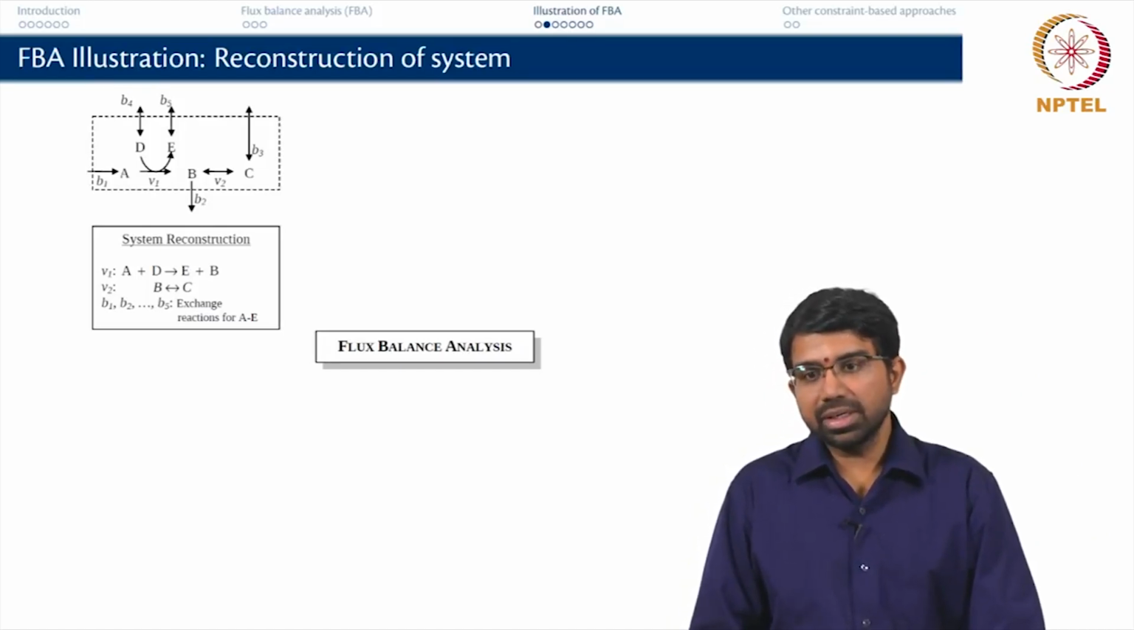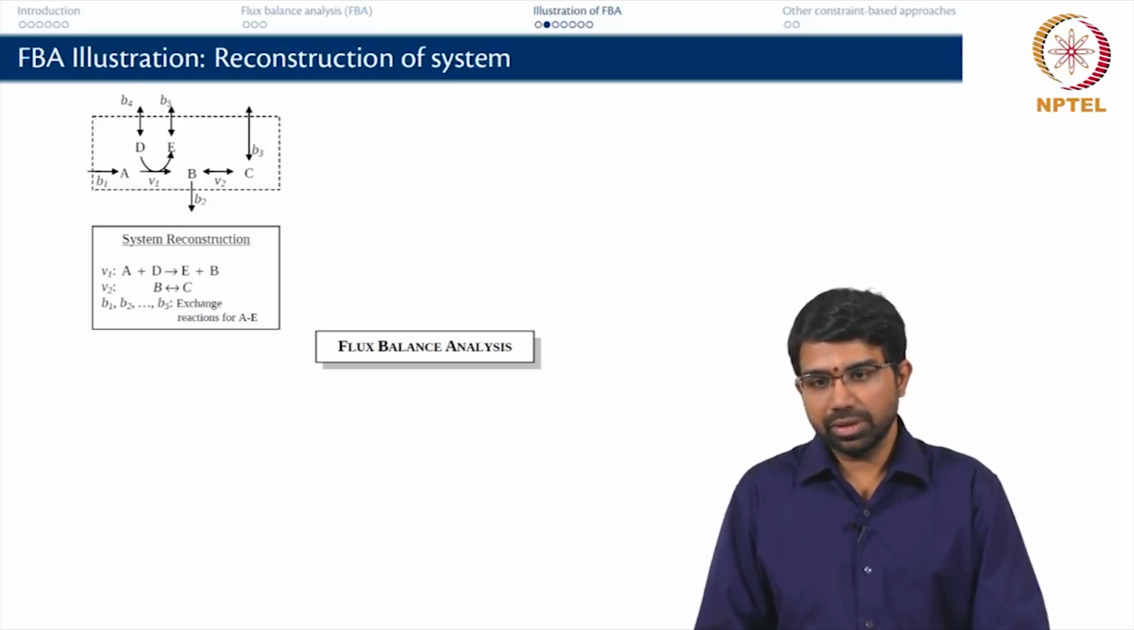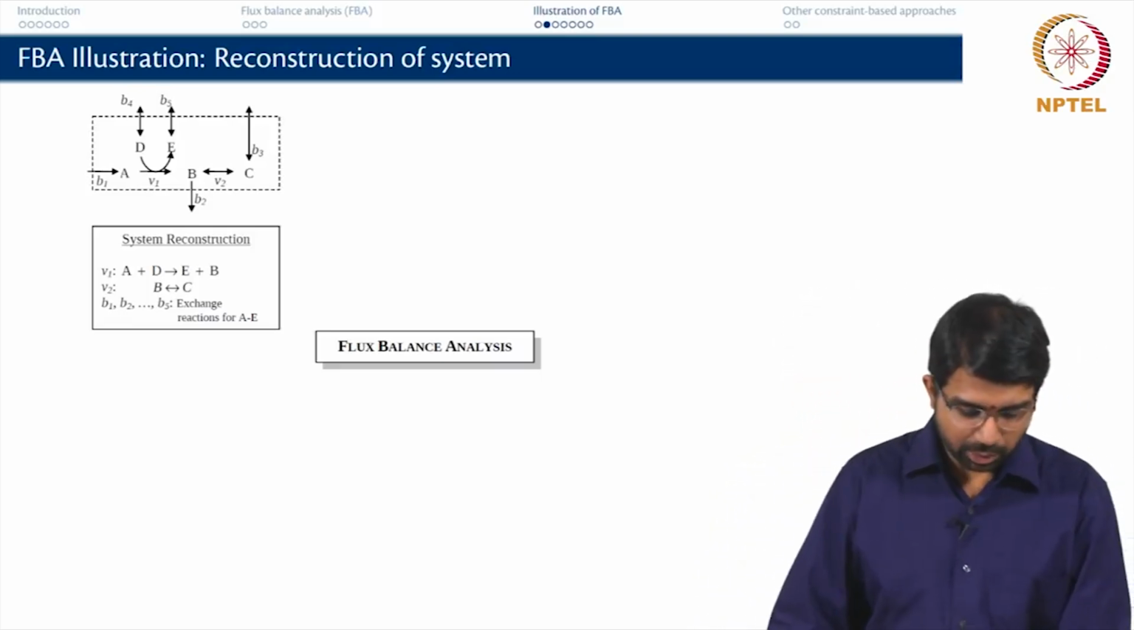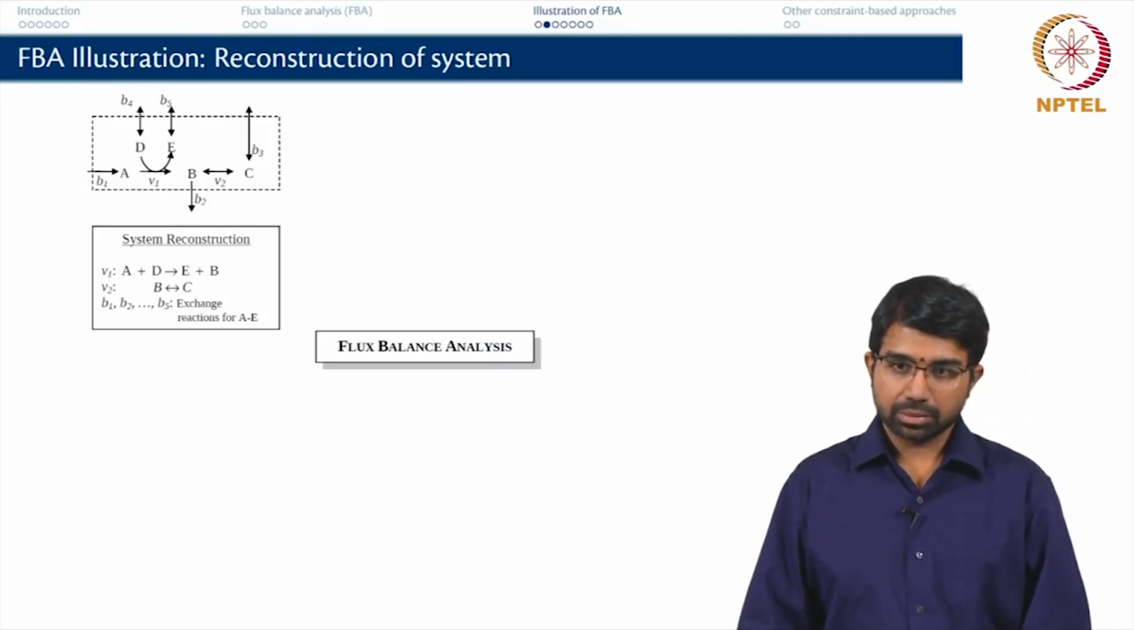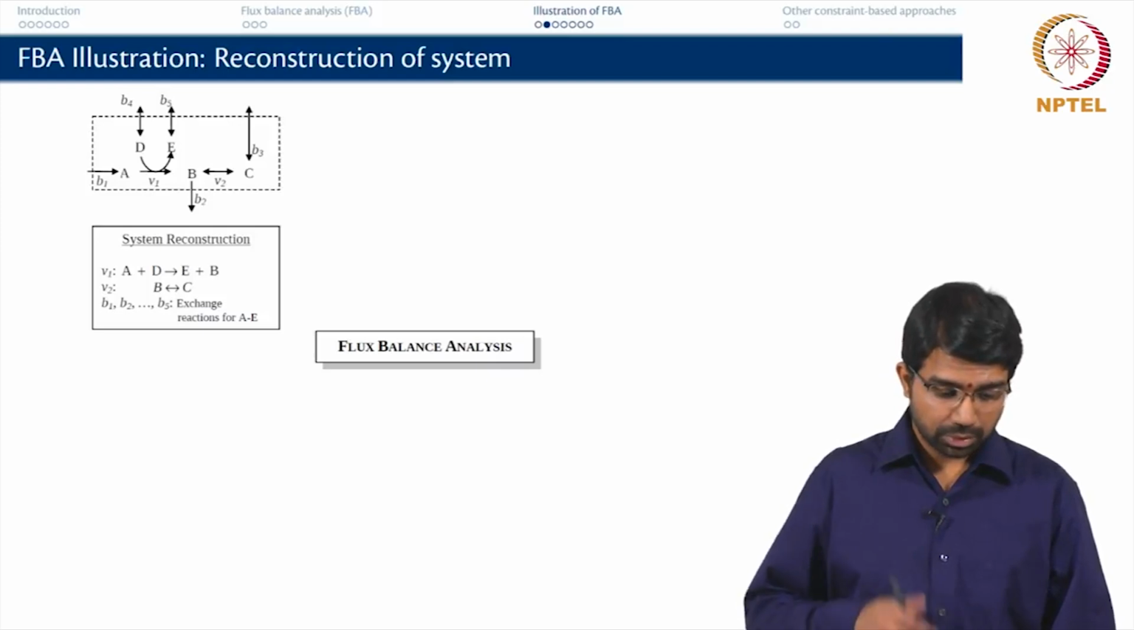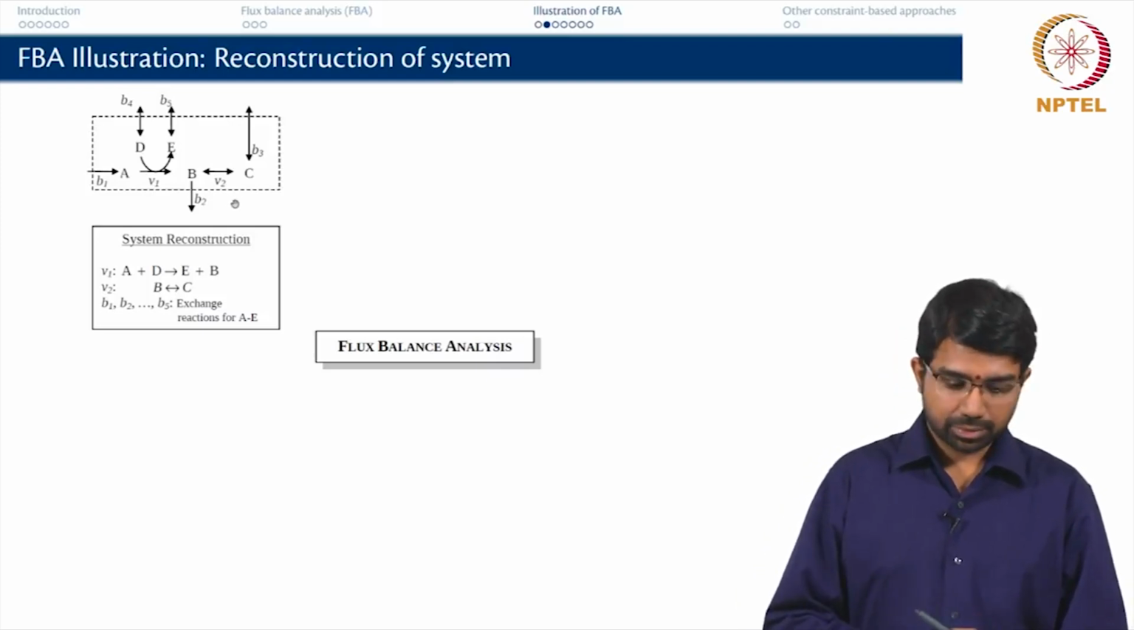So, dx by dt equals S into v. What is your stoichiometric matrix? What is going to be the size of your stoichiometric matrix? M cross R. What is M and what is R? M is 5.